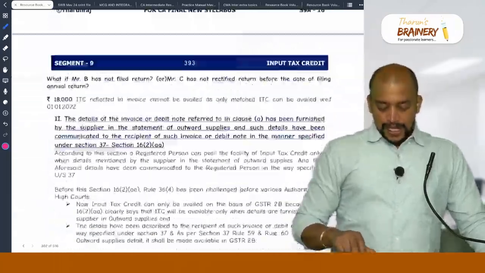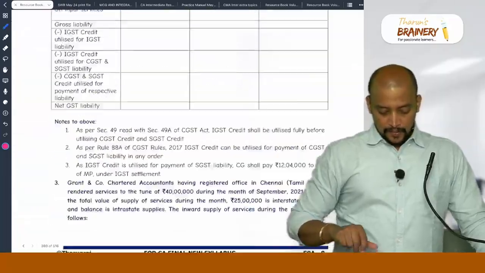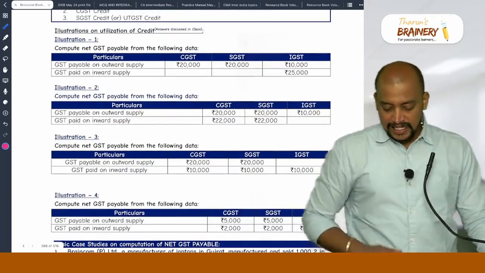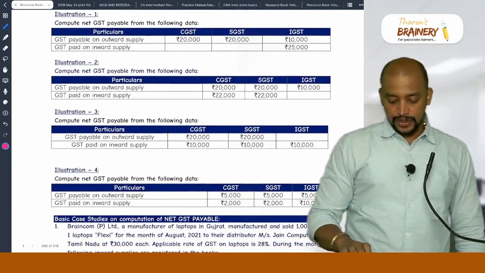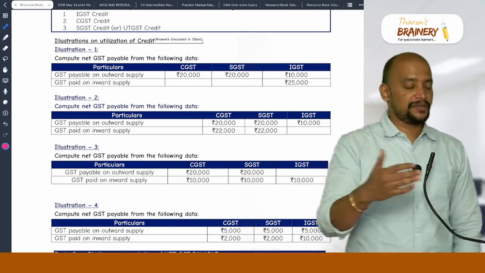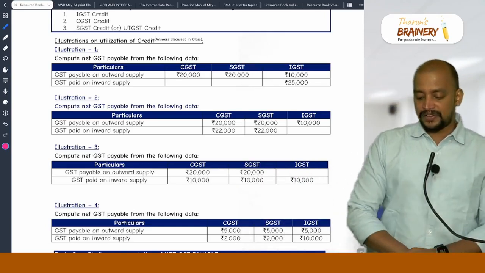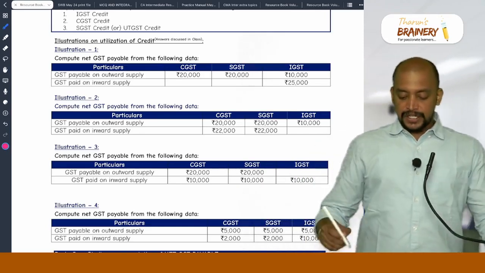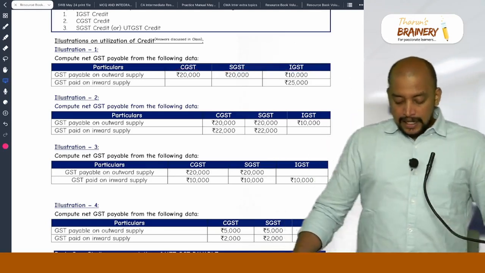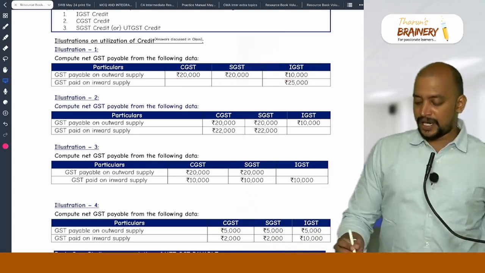So look into illustration 1 there, it's a simple illustration. Compute net GST payable, page 382, there is an illustration on utilization of credit with respect to the discussion we have made so far. Look into illustration 1, compute net GST payable from the following data. Particulars, CGST, SGST and IGST. Gross liability 20,000, 20,000 and 10,000. GST paid on inward supply 25,000.